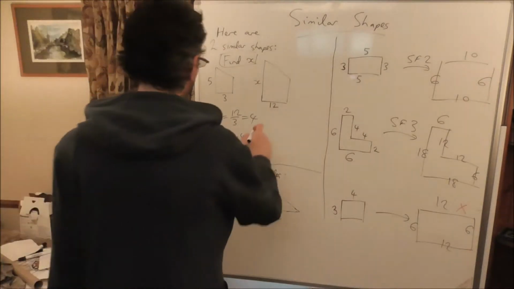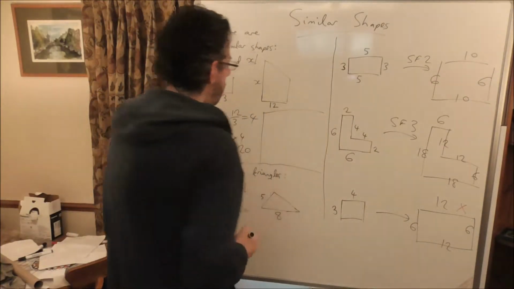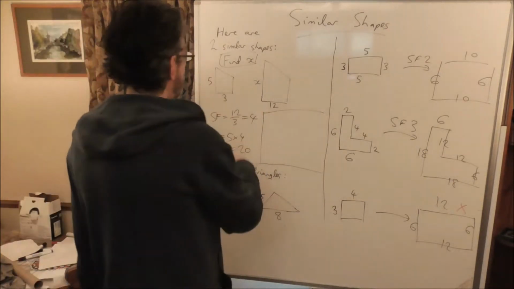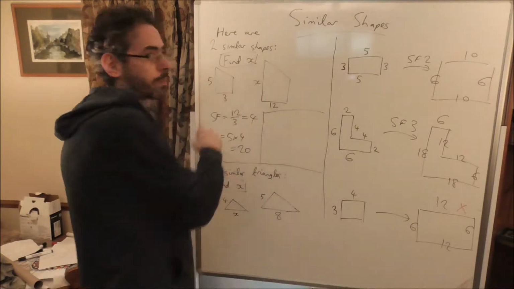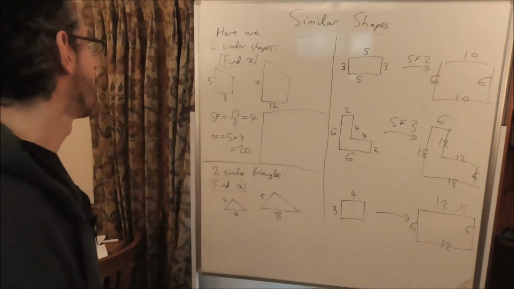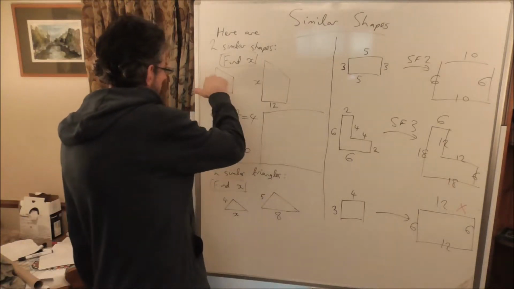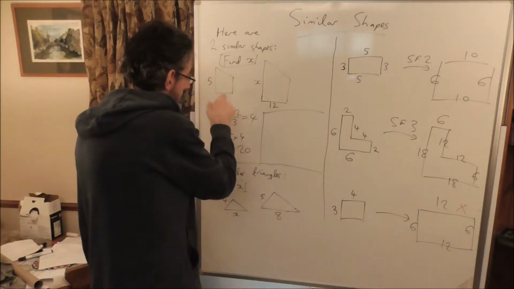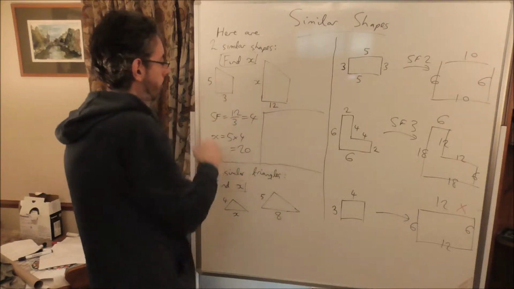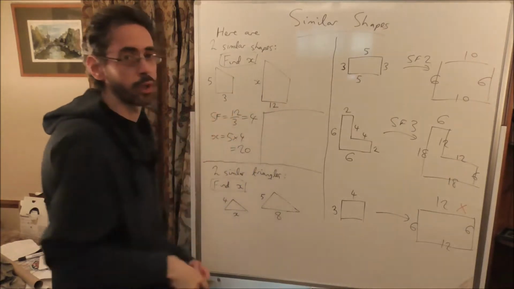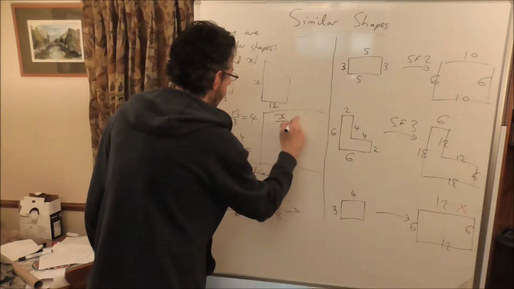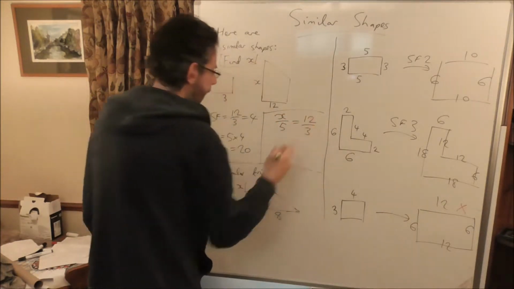Another way of doing it, which is going to be useful for some of the harder problems we do later, is to set up an equation. Because the two shapes are similar, in other words because this shape is an enlargement of this shape, every pair of corresponding sides has the same ratio. So the ratio of this side to this side is the same as the ratio of this side to this side. We can say that x divided by 5 is the same as 12 divided by 3. So x over 5 equals 12 over 3.